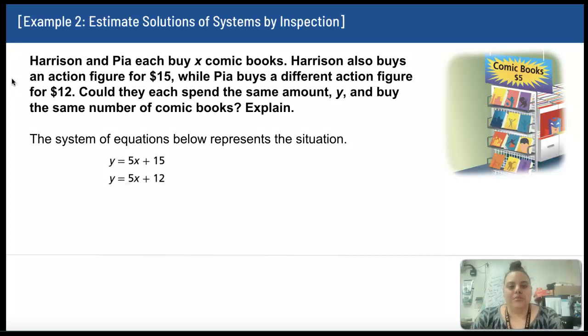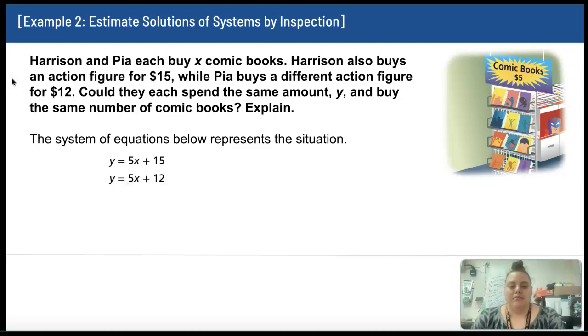In example 2, we are looking at Harrison and Pia. They are buying X number of comic books. Harrison also buys an action figure for $15, while Pia buys a different action figure for $12. Could they spend the same amount, Y, and buy the same number of comic books?